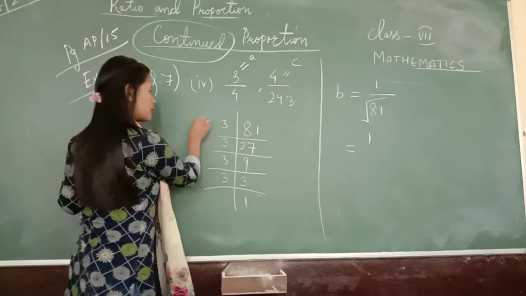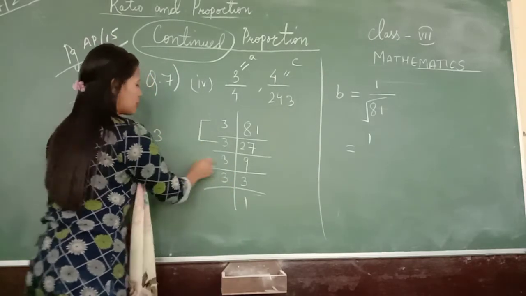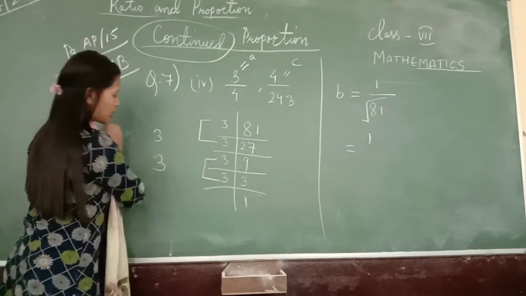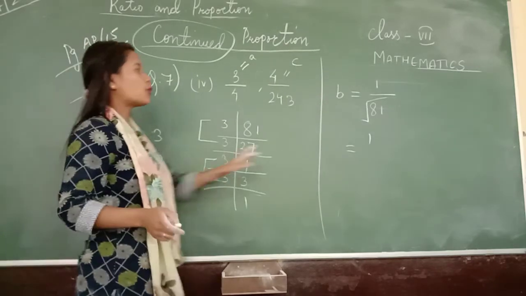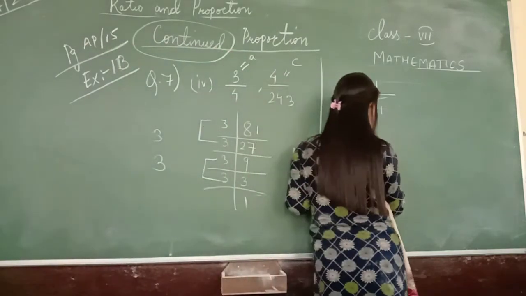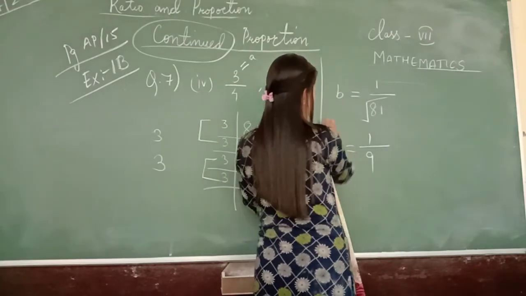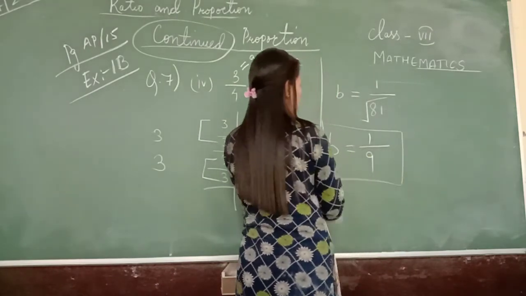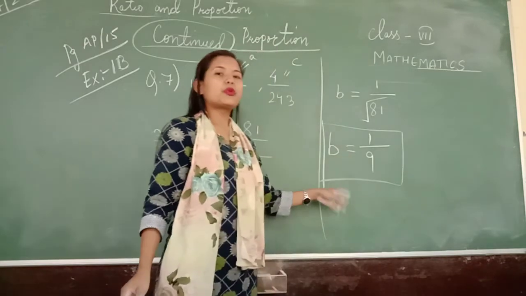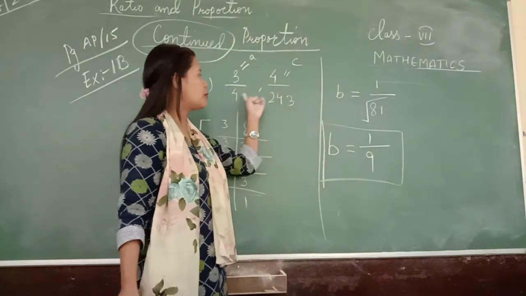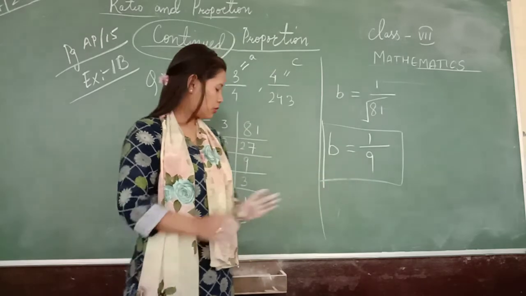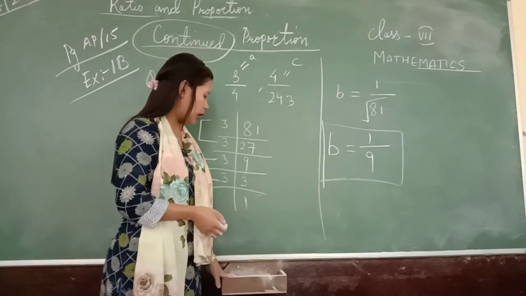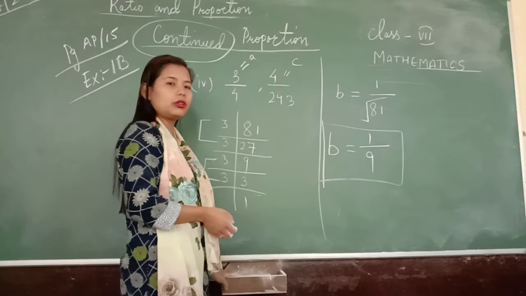Out of this pair only one 3 comes out. Out of this pair only one 3 comes out. So 3 into 3, that is 9. So the square root of 81 is nothing but 9. Our value of B is equal to 9. So the mean proportional between these two terms is this. Is that clear? This is all about continued proportion.